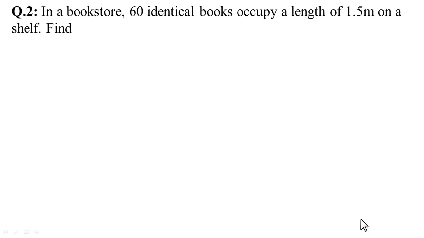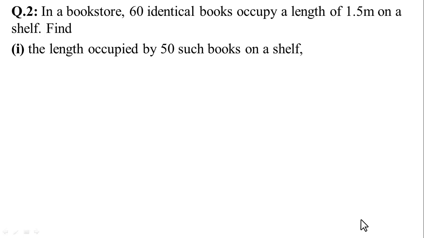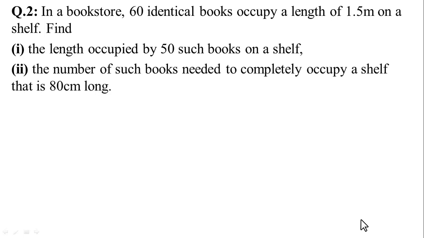Now we will solve question number 2. In a bookstore, 60 identical books occupy the length of 1.5 meter on a shelf. Find the length occupied by 50 such books on a shelf and the number of such books needed to completely occupy the shelf that is 80 centimeter long. Now, first of all, we find the value of the constant.